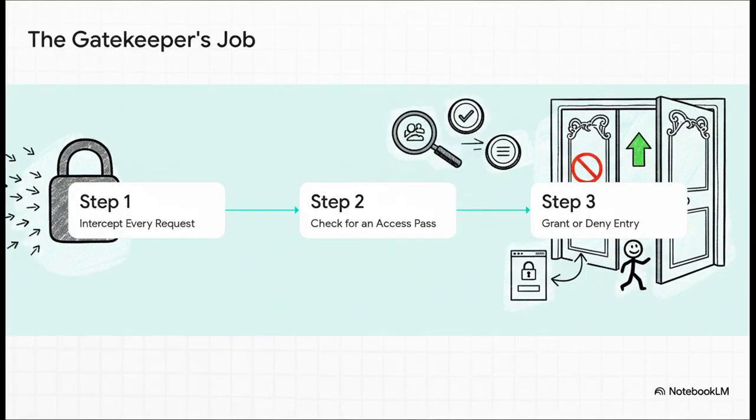And its job is super focused. First, it stops every single request trying to get to a protected area. Second, it checks that request for some kind of credential, an access pass. And third, based on whether that pass is legit or not, it either opens the door or it points you right back to the login page. Simple, right? But incredibly effective.